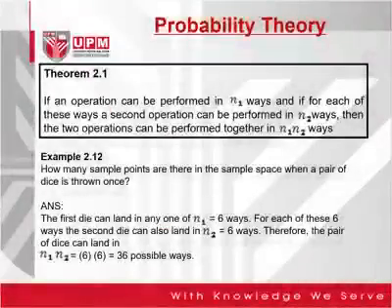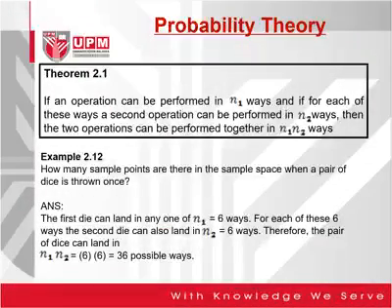Part 2, Theorem 2.1. To make the explanations easier to understand, perhaps I should use some simple examples. Maybe we can look at example 2.12. How many sample points are there in the sample space when a pair of dice is thrown once?